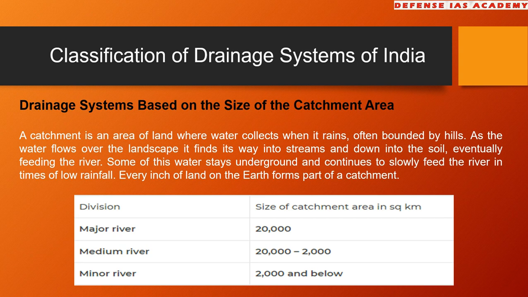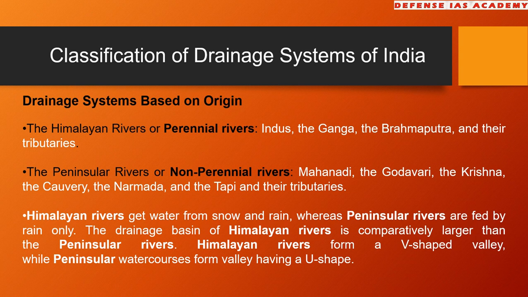Okay, so those are the three major catchment area classifications: major river, medium river, and minor river. Next, the drainage system based on the origin. The total river system in India can be classified into two: the Himalayan rivers and the peninsular rivers. In other words, the perennial rivers and the non-perennial rivers.